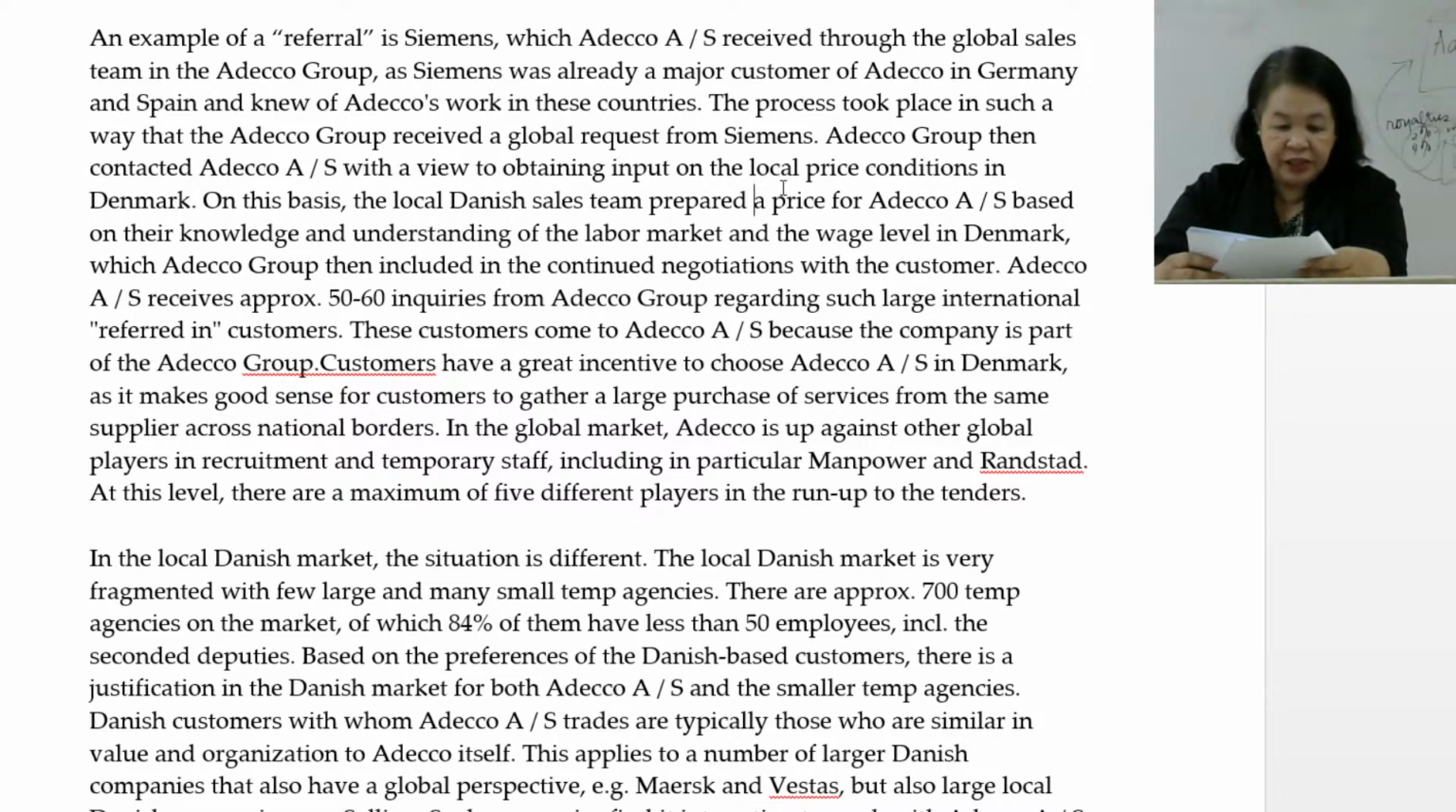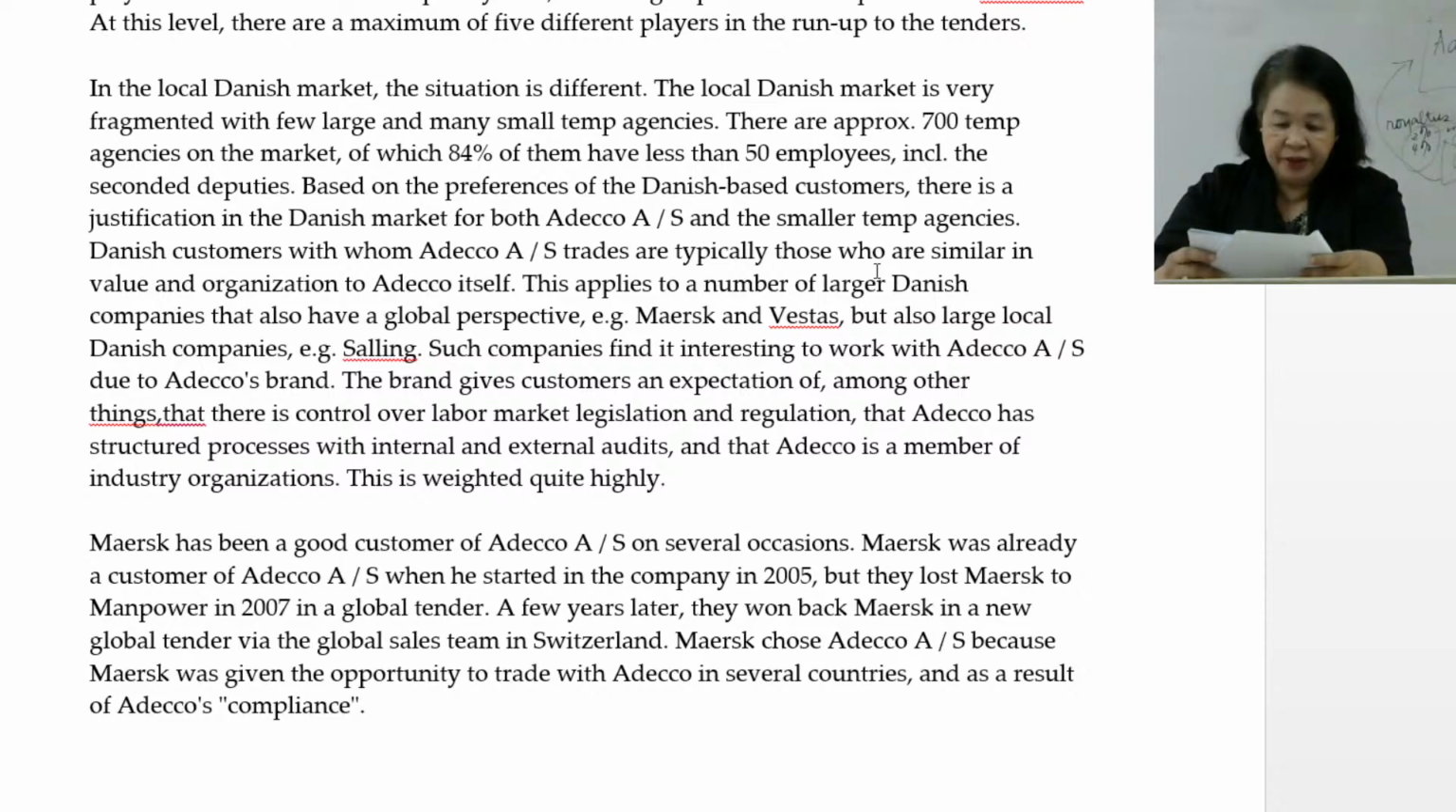Okay, so ito na yung testimony ng another manager, no? Sabi niya, in the local Danish market, the situation is different, no? Kasi, in the global market, Adecco is up against other global players. Ganun naman eh, no? In recruitment and temporary staff, including, in particular, Manpower and Randstad, no? At this level, there are a maximum of 5 different players in the run-up to the tenders, no?